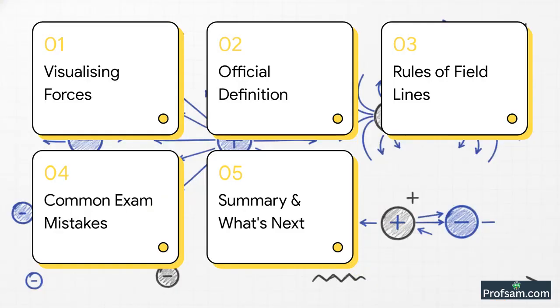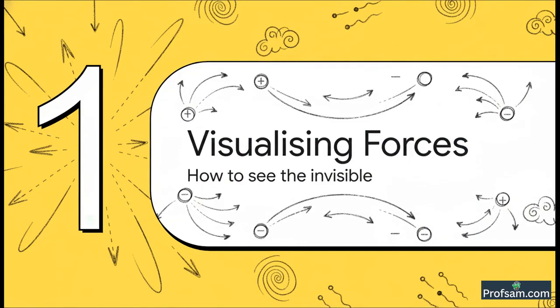So here's our game plan for today. First, we're going to understand why we even need this concept in the first place. Then we'll look at the official NCERT definition, the one that gets you full marks. After that, we'll cover the simple rules of field lines, talk about some common mistakes that can cost you marks, and finally, we'll wrap it all up with a quick summary. All right, let's begin. All right, so first up, visualizing invisible forces.